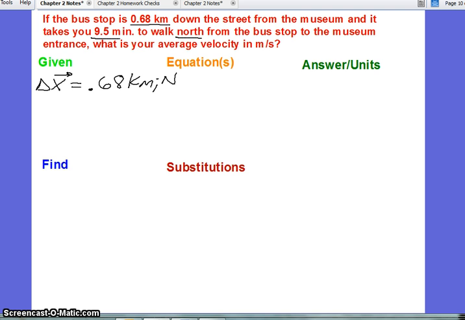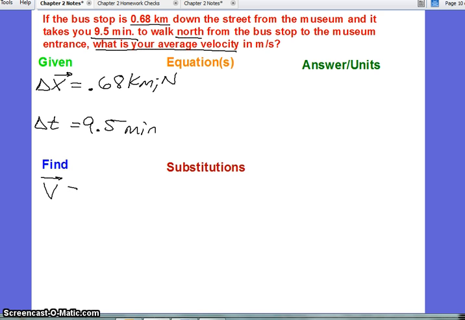It also tells us 9.5 minutes. And that is our time. Minutes is always a unit of time. We need to find here, that's the next step, tell us what we need to find. What is your average velocity in meters per second?